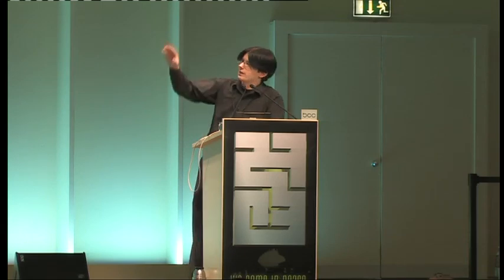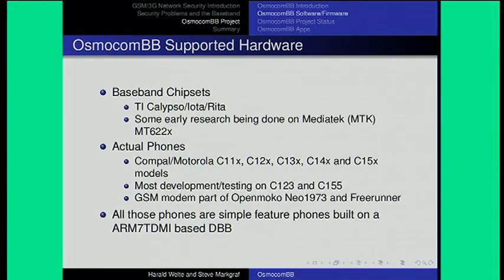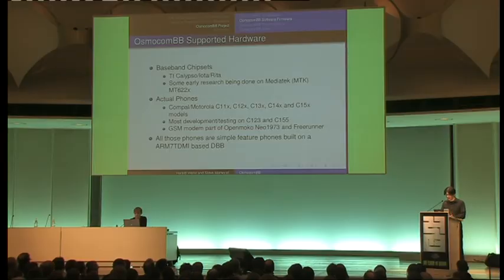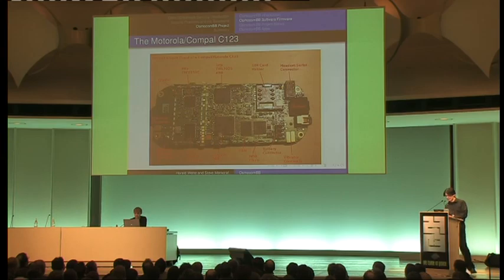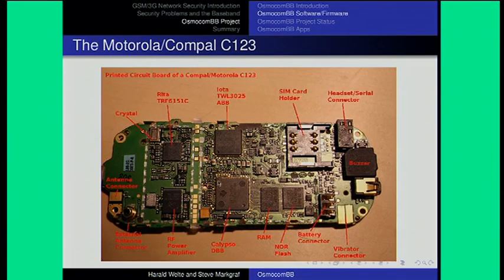Most of our development and testing is done on the C123 and C155 phones. And by the way, the GSM modem in the OpenMoko telephones has the same chipset, and somebody has ported it to make it run also on those phones. You don't really need to port much. If you look at a PCB of such a phone and you remove the shielding covers, it looks a bit like this. You have the actual Calypso, the digital baseband chip, down here. It's typically the largest chip in the device.